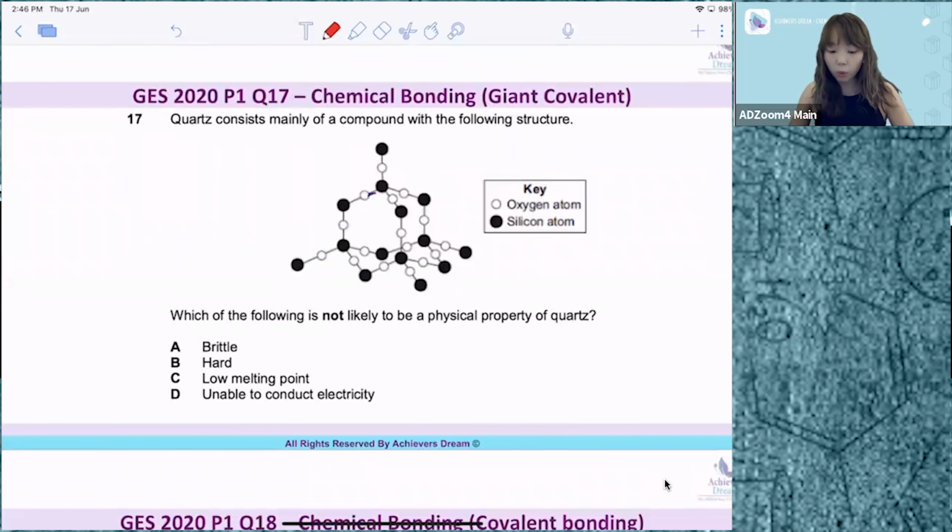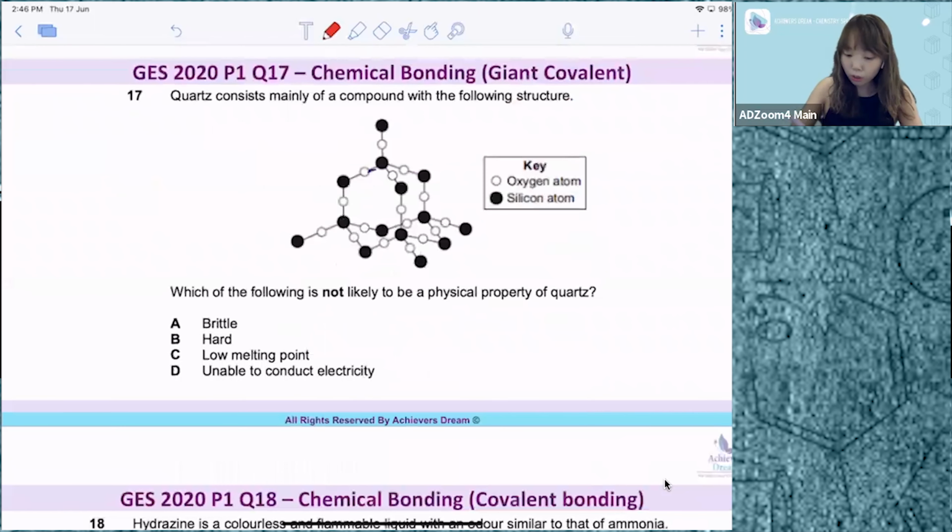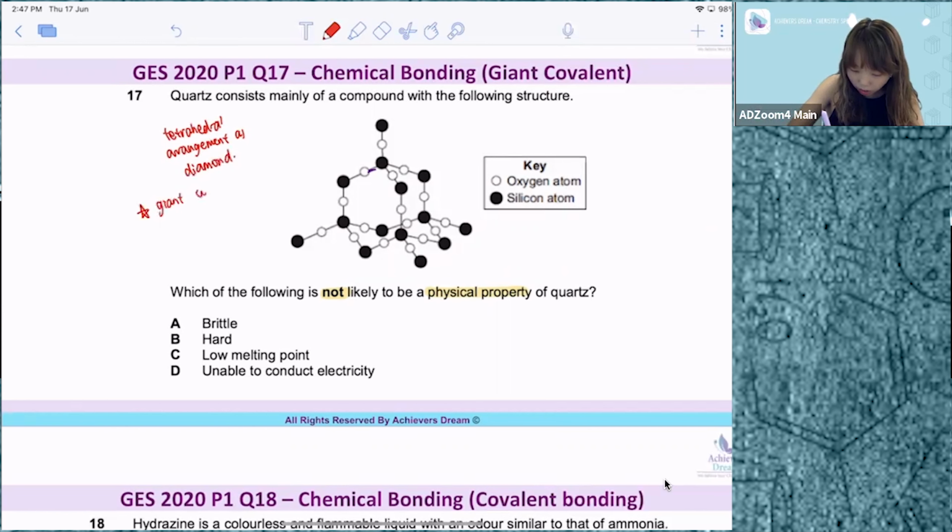Question 17. Quartz consists mainly of a compound with the following structure. Which of the following is not likely to be a physical property of quartz? So if you look at the diagram, this should remind you of diamond. It has a similar tetrahedral arrangement as diamond. So based on this, I can conclude that quartz is a giant covalent compound.